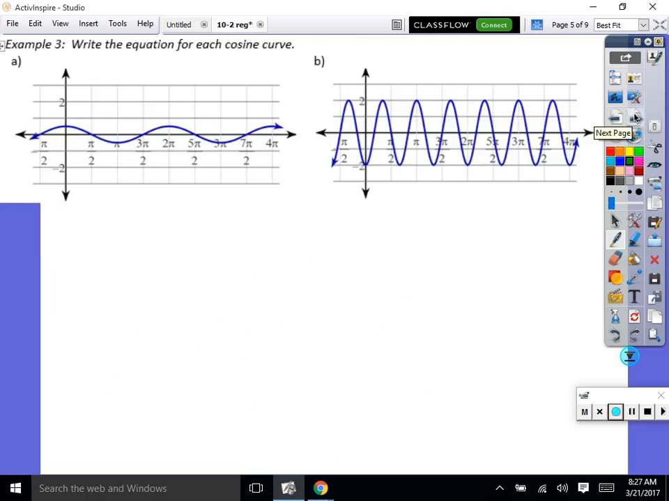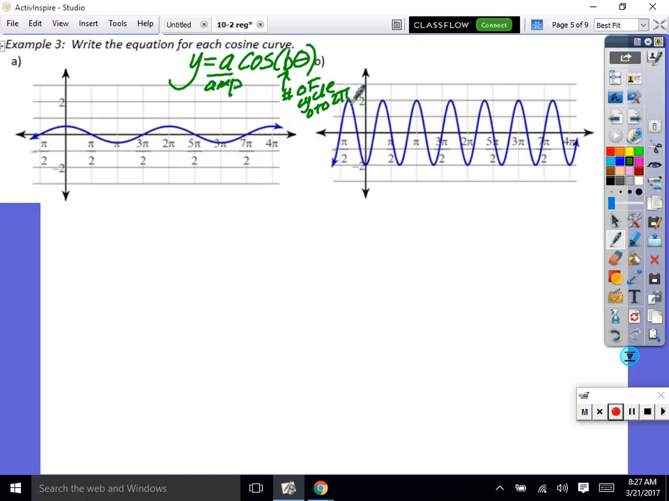Here we go. Write the equation for each cosine curve. This is more like it. So here we go. We say to ourselves, we know that cosine has this form. y equals A cosine of B theta. You've got to remember what each of those things mean. A is the amplitude, and B is the number of cycles from 0 to 2 pi.